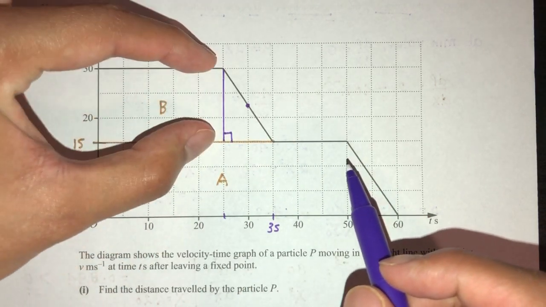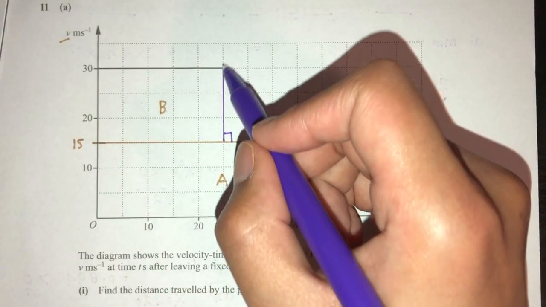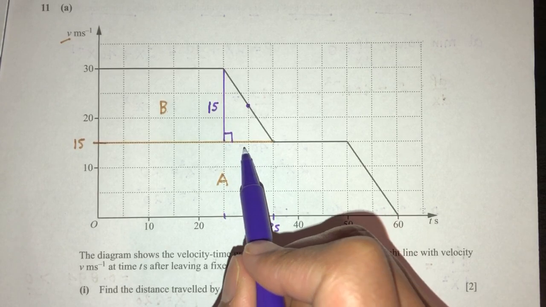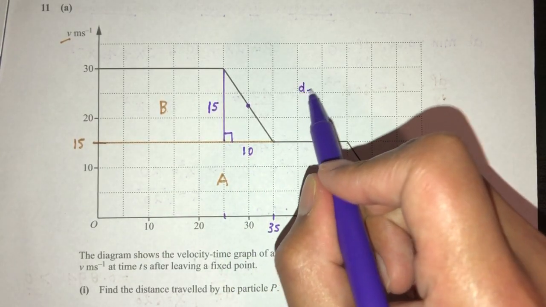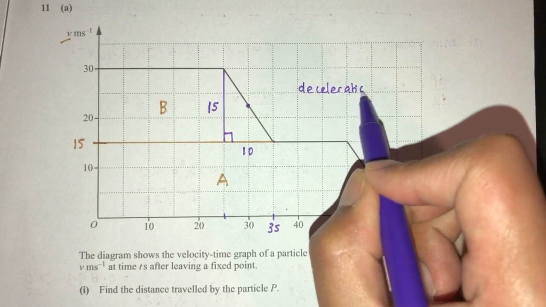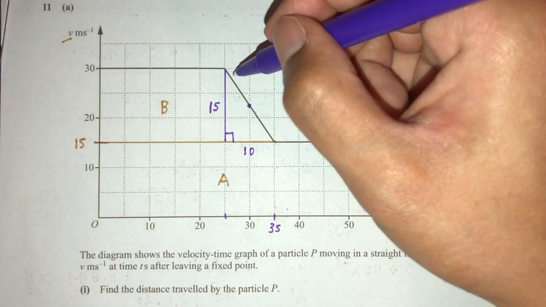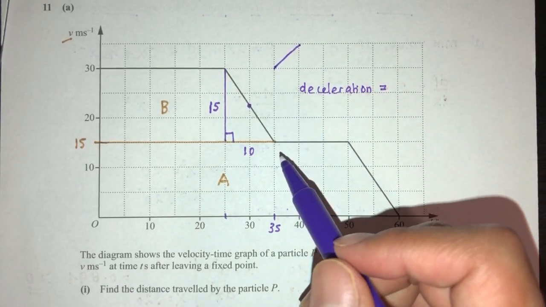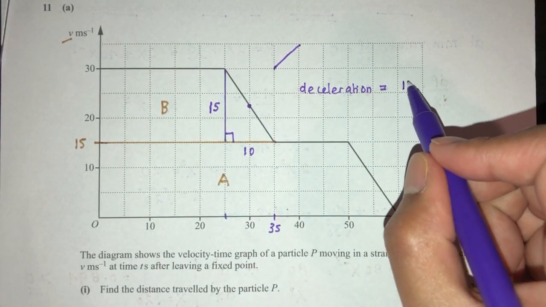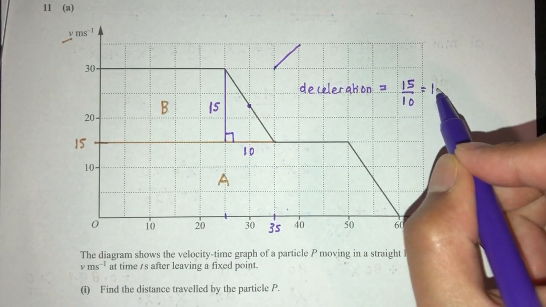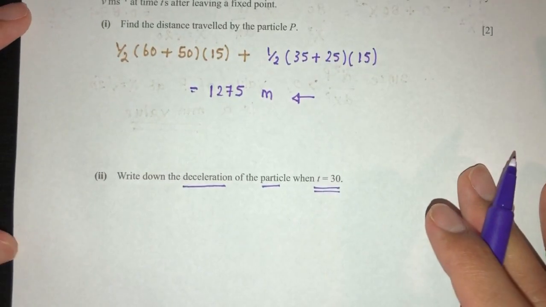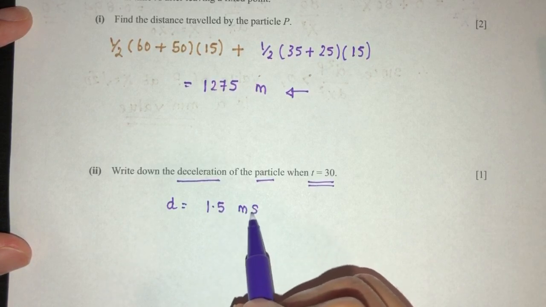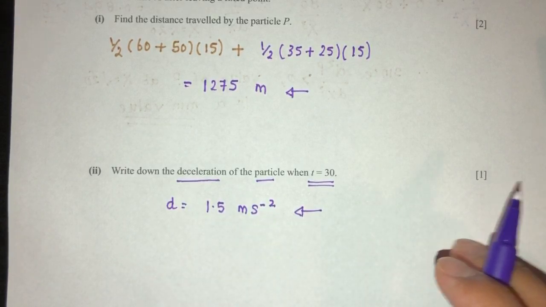So the deceleration will be the height divided by the base. The height is 30 minus 15, which is 15, and the base is from 25 to 35, that will be 10. So your deceleration is, because it's going down, that's why it's called a deceleration, but if it was going up, it would be called the acceleration. So height divided by base, that will be 1.5. So let's write this down: 1.5, and that will be meters per second square. That will be part 2.